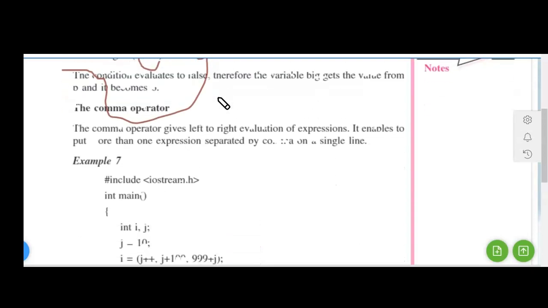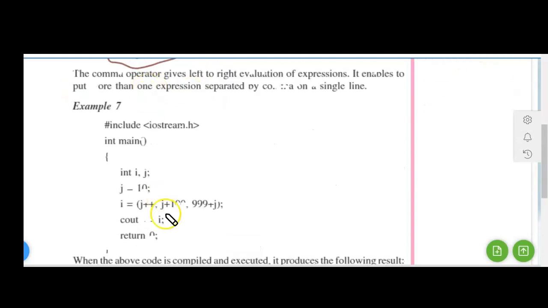Next one is the comma operator. Comma operator you can use for separating the expressions.